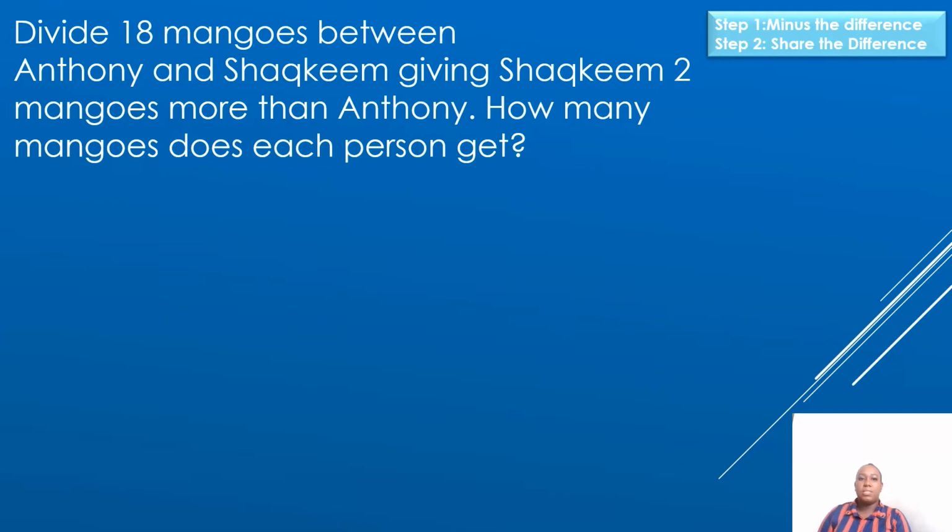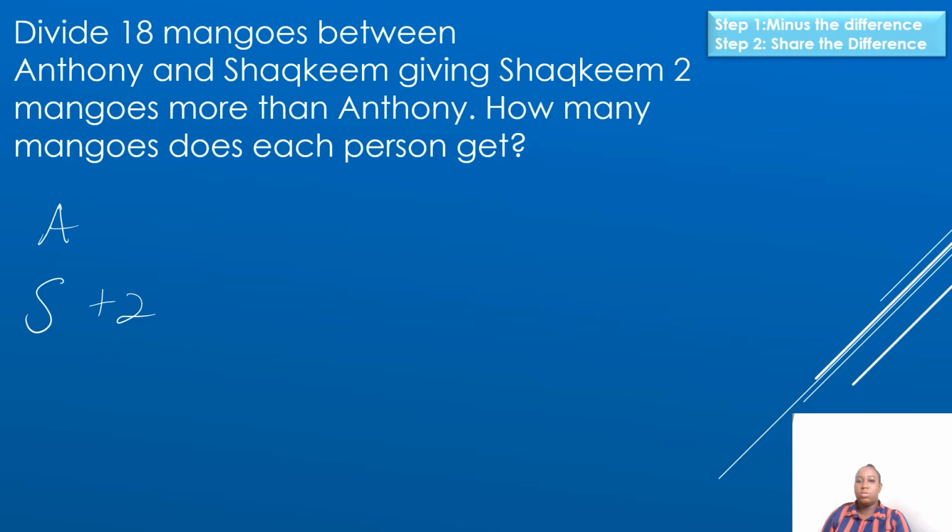This question wants us to divide 18 mangoes between Anthony and Shakim, giving Shakim 2 mangoes more than Anthony. How many mangoes does each person get? So here we are sharing mangoes between Anthony and Shakim. I'm putting A for Anthony and S for Shakim. Giving Shakim 2 mangoes more. So Shakim is going to get 2 more, so I'm adding 2 to Shakim after. Shakim has to get 2 more mangoes than Anthony.